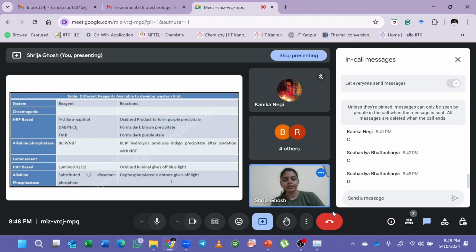Okay. So these are different kinds of substrates that can be used for different kinds of enzymes that are linked on the antibodies, depending on what is available and what is the method of detection. You can use any of these substrates.